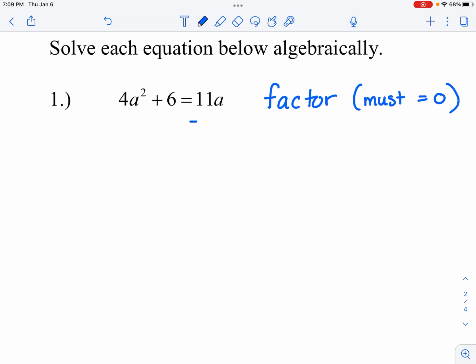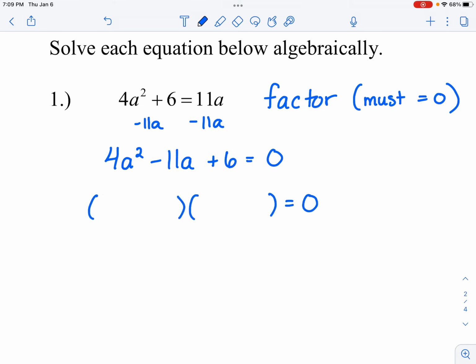All right, so the first thing we're going to do is subtract over the 11a from both sides. Sometimes you'll have like terms to work with, and other times you won't. In this case, we do not have like terms to combine. All right, and now I need to work on factoring this, okay? So I'm going to break it down into two binomials.